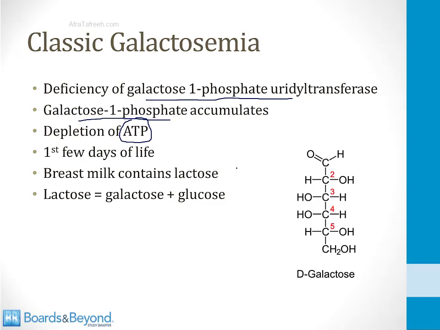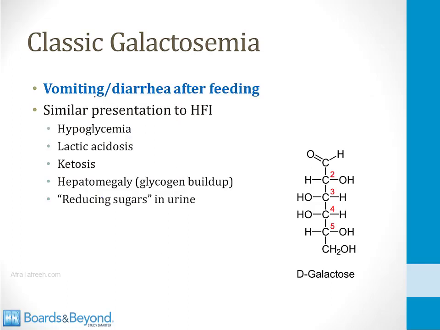In contrast, however, to fructose intolerance, which presents when the baby is weaned from breast milk, galactosemia presents in the first few days of life. That's because breast milk contains lactose, and lactose is made up of galactose and glucose. So this disorder will present in the first few days of life with a baby that develops vomiting and diarrhea after feeding. It's going to occur just after feeding because that's when the galactose is taken up by the baby and it can't be metabolized. Otherwise, it's going to have a similar presentation to fructose intolerance. There will be hypoglycemia, lactic acidosis, ketosis, hepatomegaly from glycogen buildup, and reducing sugars in the urine.